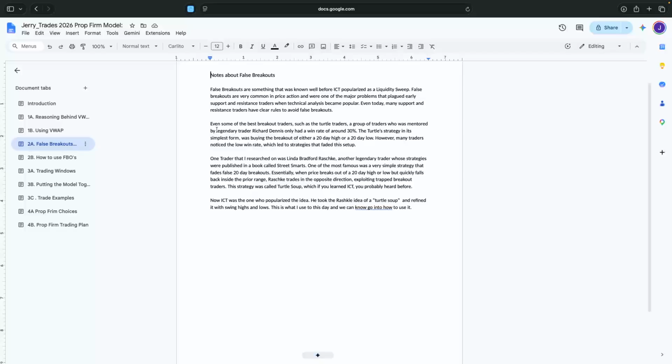20-day breakouts. So essentially when price breaks out a 20-day high or low, which is what the turtles would buy, she would sell, or do the opposite, right? And she called that the turtle soup, right? Because it was exploiting the breakout traders. Which, if you learn ICT, that's where he got the name turtle soup. And obviously ICT was the one who popularized the idea of fake breakouts, turtle soups, whatever, right?